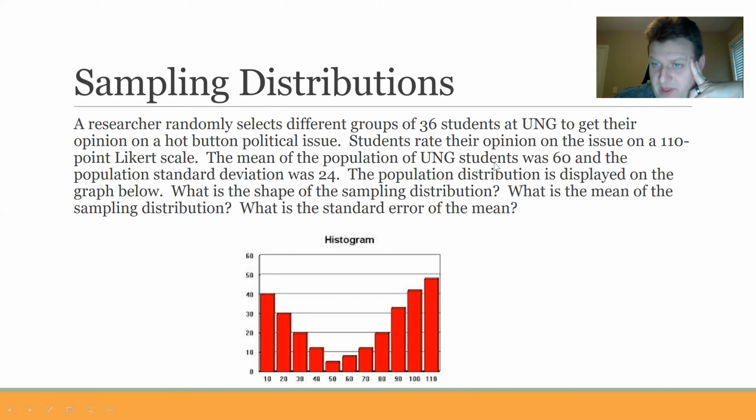The mean of the population of UNG students is 60, and the population standard deviation is 24. We are interested in three qualities of the sampling distribution. What is the mean of the sampling distribution?